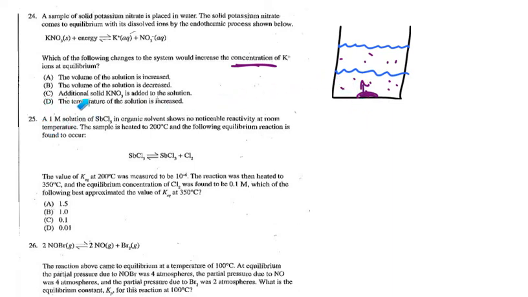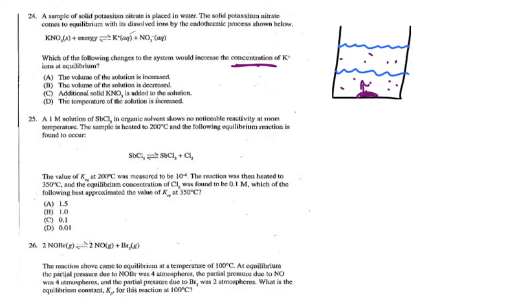So let's see, C, additional solid potassium nitrate is added to the solution. It's a little bit of a controversial one. I think the answer here is it shouldn't shift it at all because you're adding a solid. Solids do not shift things to the right because you're not increasing the concentration.